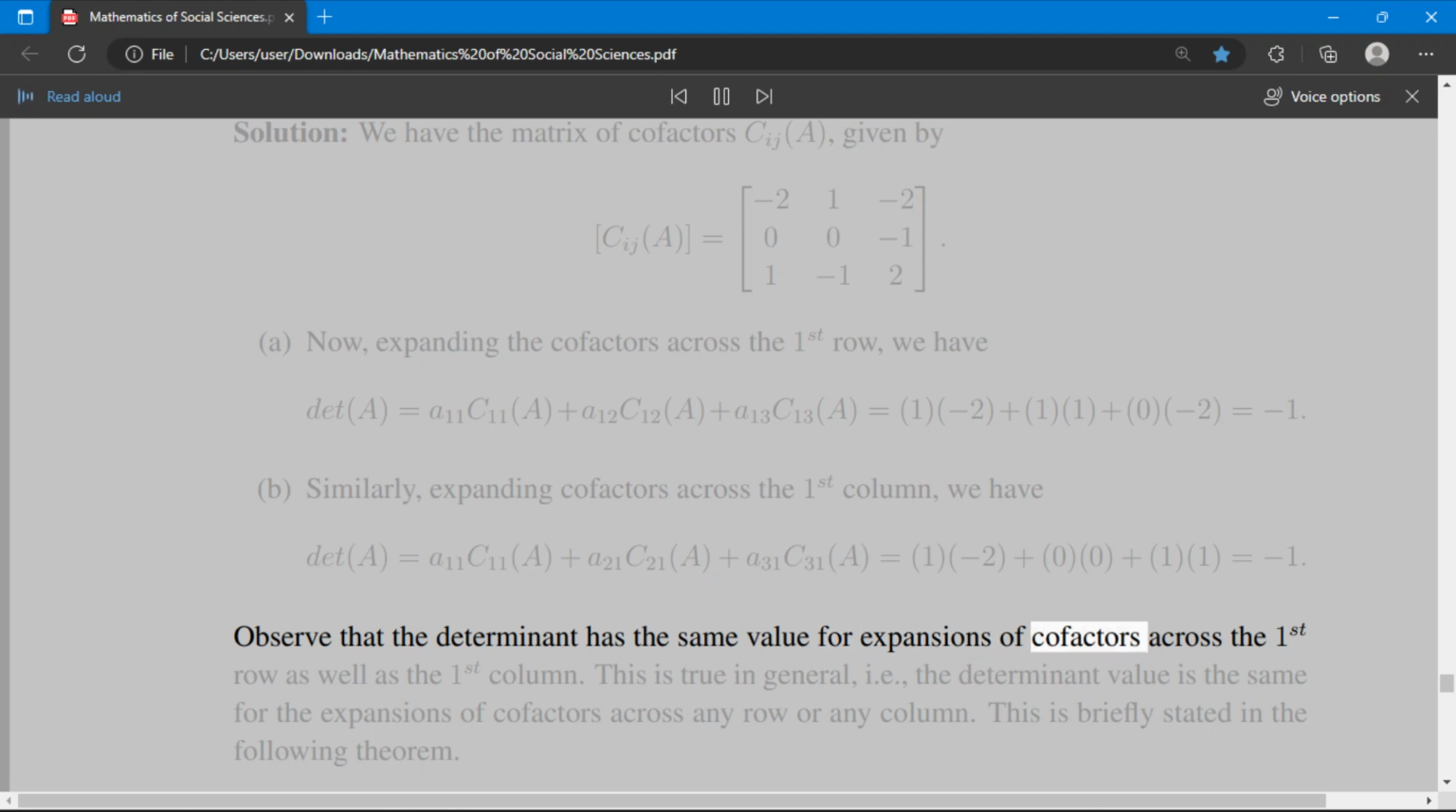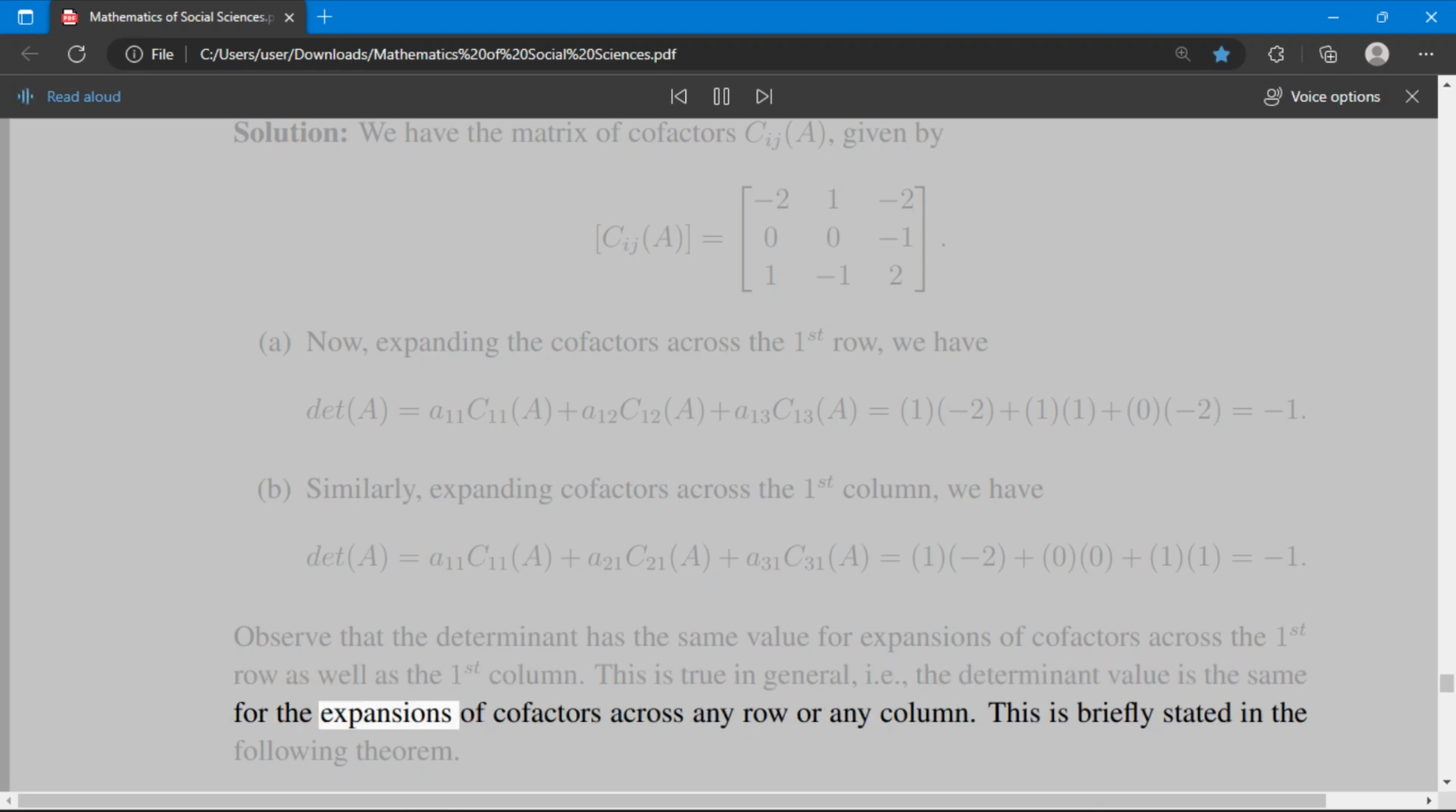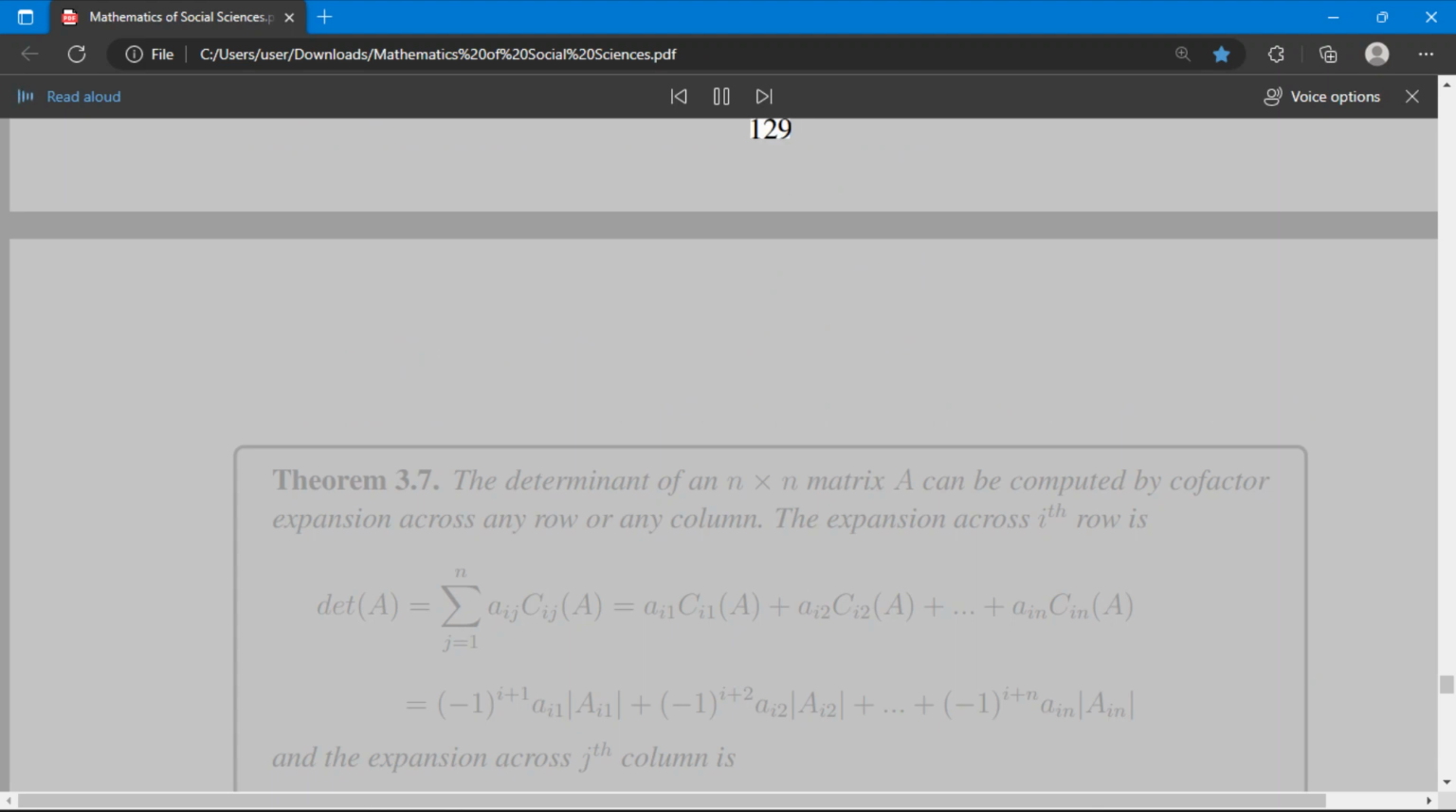Observe that the determinant has the same value for expansions of cofactors across the first row as well as the first column. This is true in general, i.e., the determinant value is the same for the expansions of cofactors across any row or any column. This is briefly stated in the following theorem.